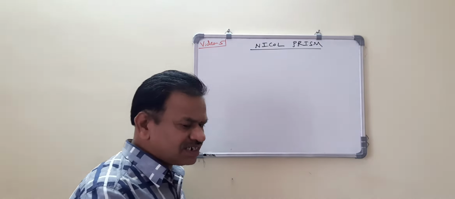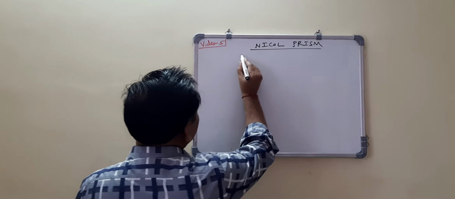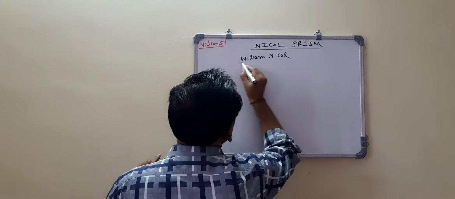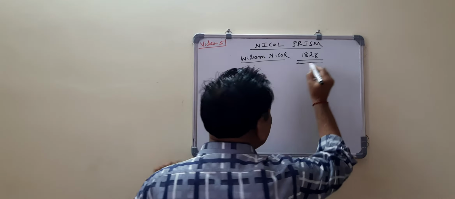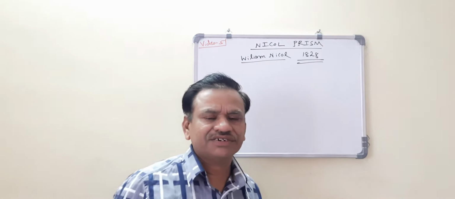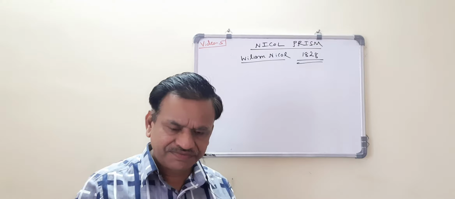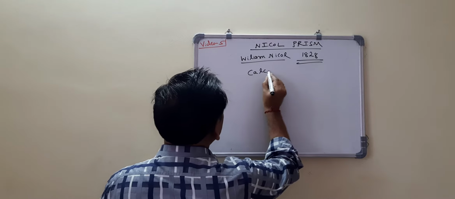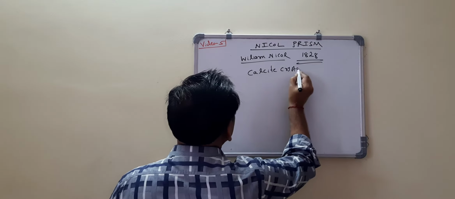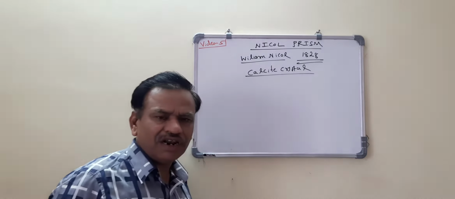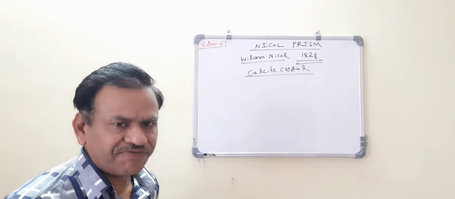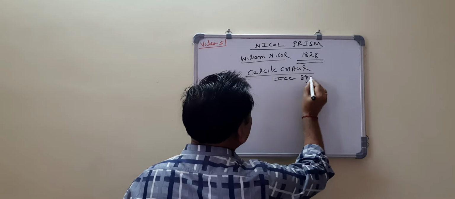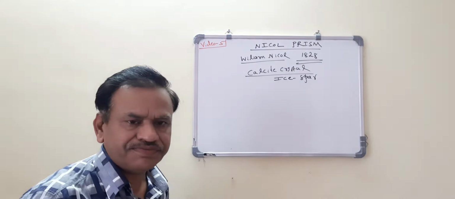This prism was constructed by the scientist William Nicol in the year 1828. He constructed this prism using a calcite crystal. Calcite crystal is a double refracting crystal. Sometimes it is called ice spar.